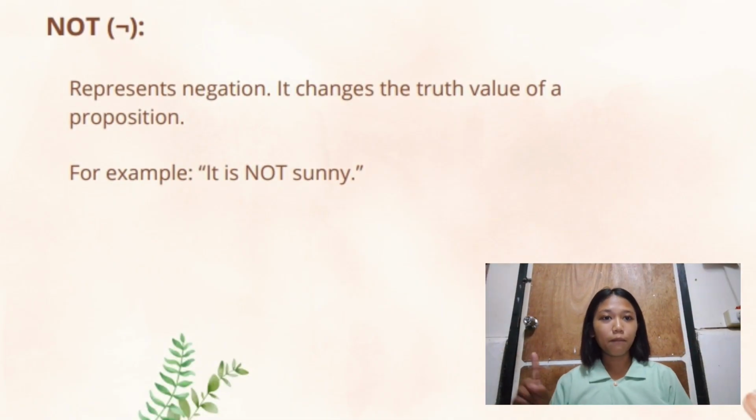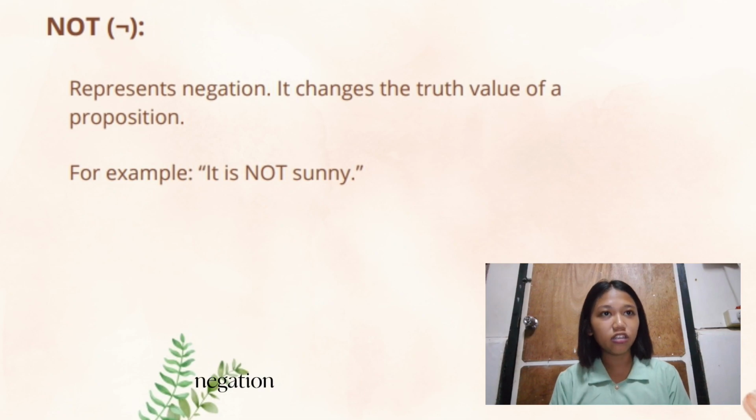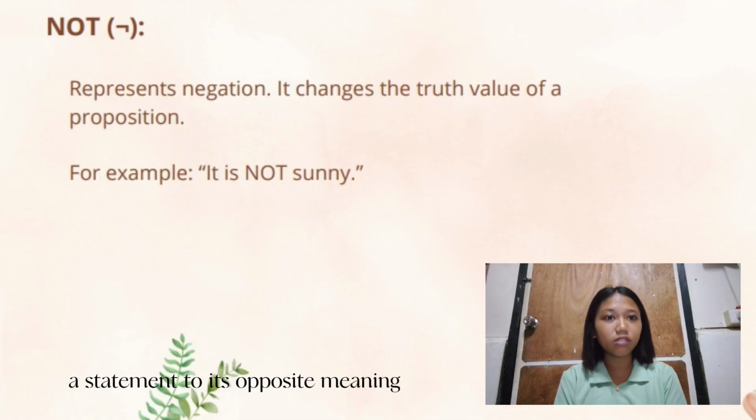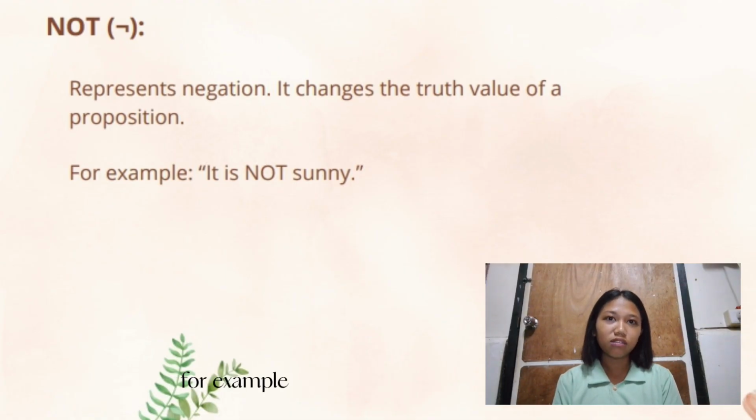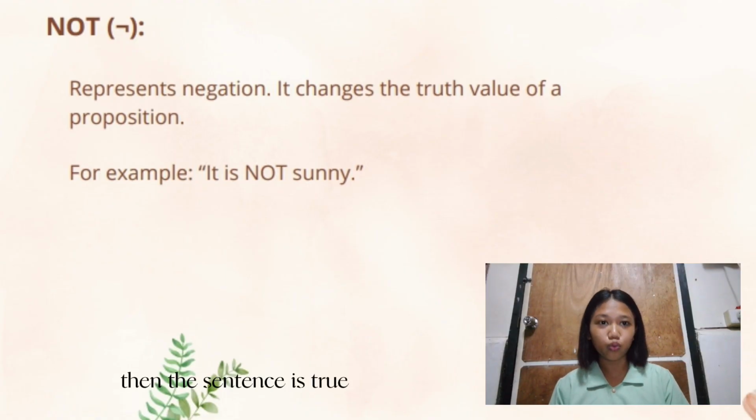The first logical connective is NOT. NOT represents negation; it changes the truth value of a proposition. The word not changes a statement to its opposite meaning. For example, "it is not sunny." If the day is sunny, then the sentence is false. But if the day is not sunny, then the sentence is true.